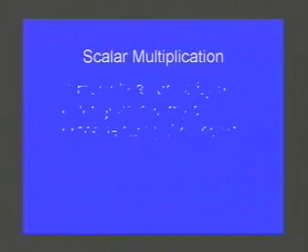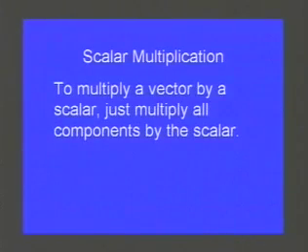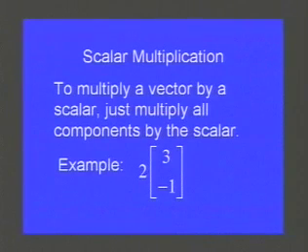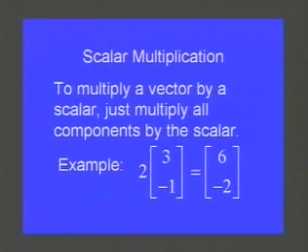Scalar multiplication. To multiply a vector by a scalar, just multiply all the components by the scalar. Again, we've done this with matrices, right? We did 2 times the vector (3, -1), and we got the vector (6, -2). So you just essentially distribute the 2 to every component. So I get 2 times 3 and 2 times -1.